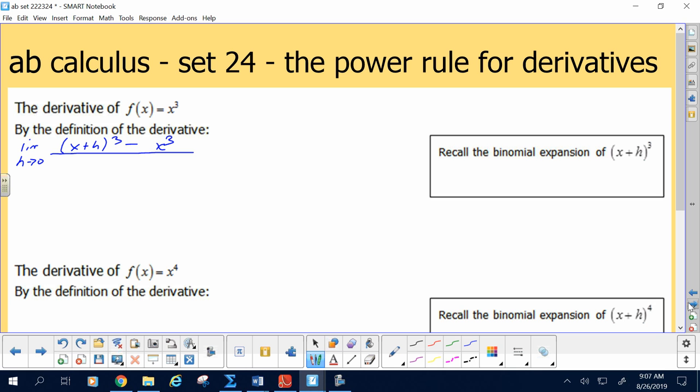You remember what the binomial expansion of x plus h cubed is? x cubed plus 3x squared h plus 3x h squared plus h cubed. We might need that in a minute.